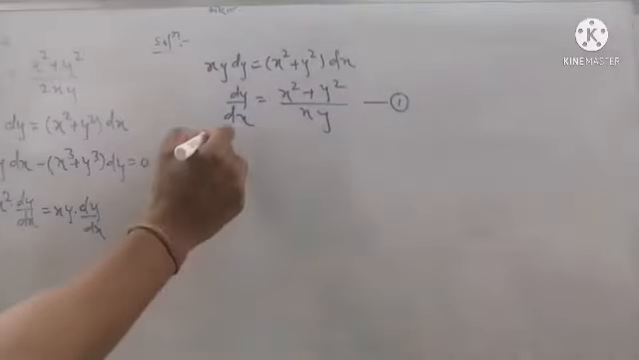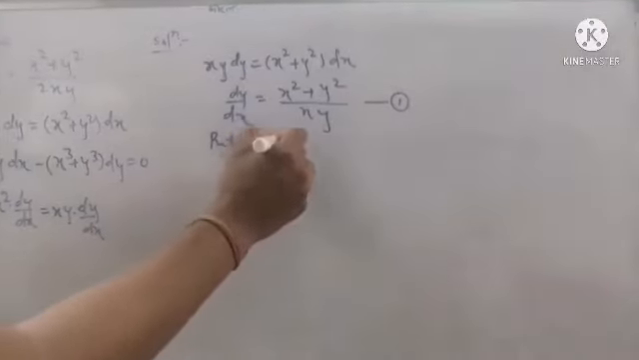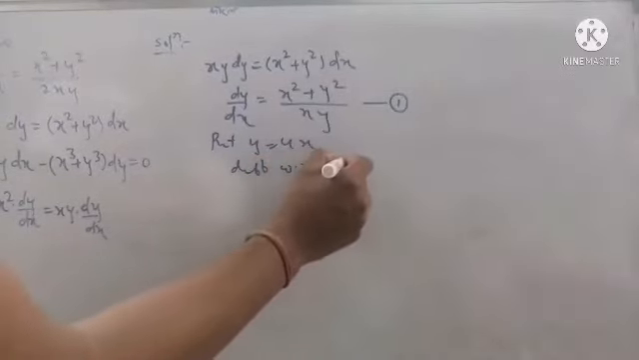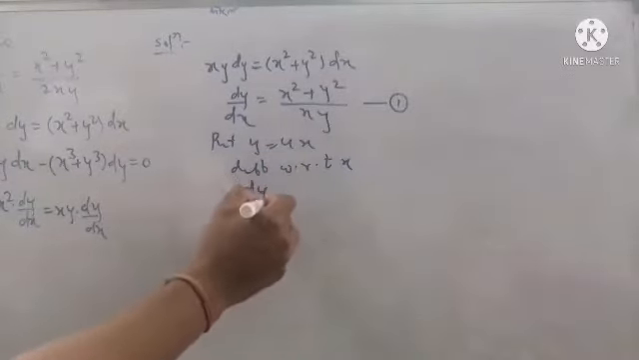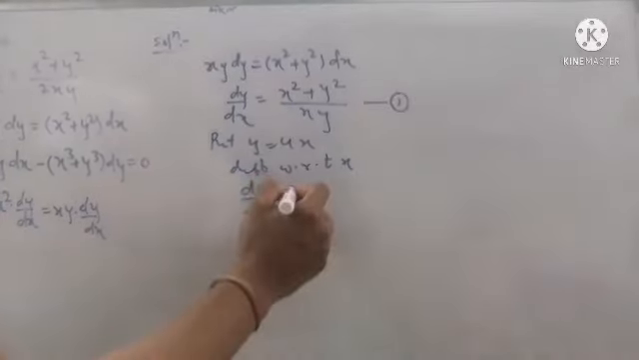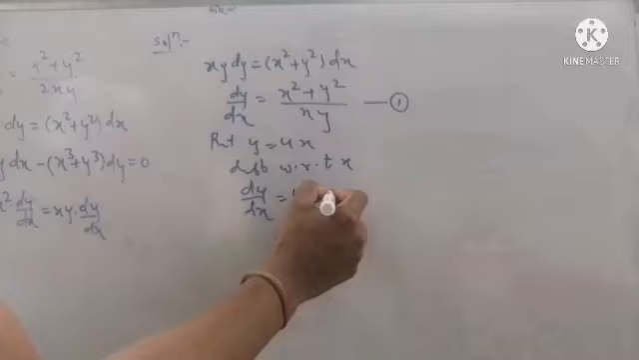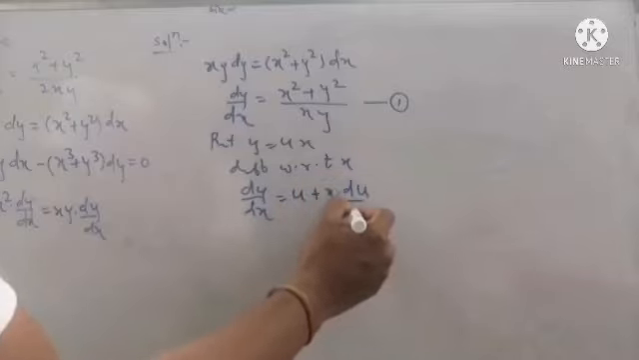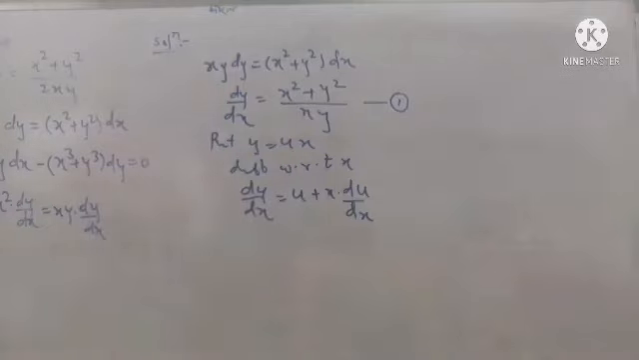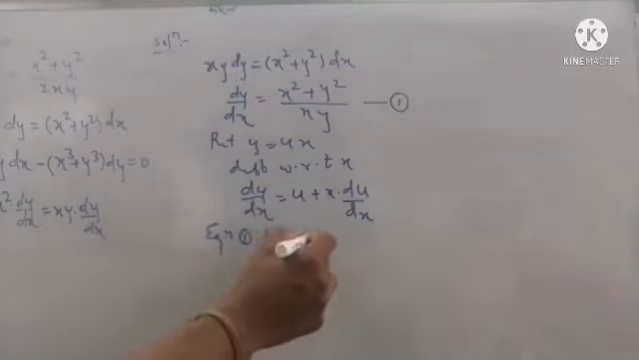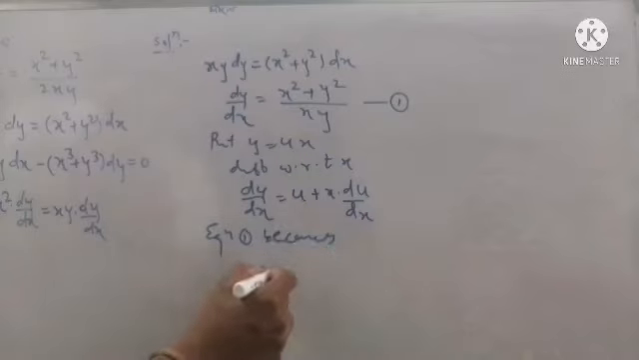We label this as 1 and put y is equal to ux in the equation. To find the value of dy by dx, take differentiation with respect to x. On the right hand side you get the product rule, and by applying it we get the derivative as u into 1 plus x into du by dx. Now equation 1 becomes, on the left hand side, dy by dx is equal to u plus x into du by dx.